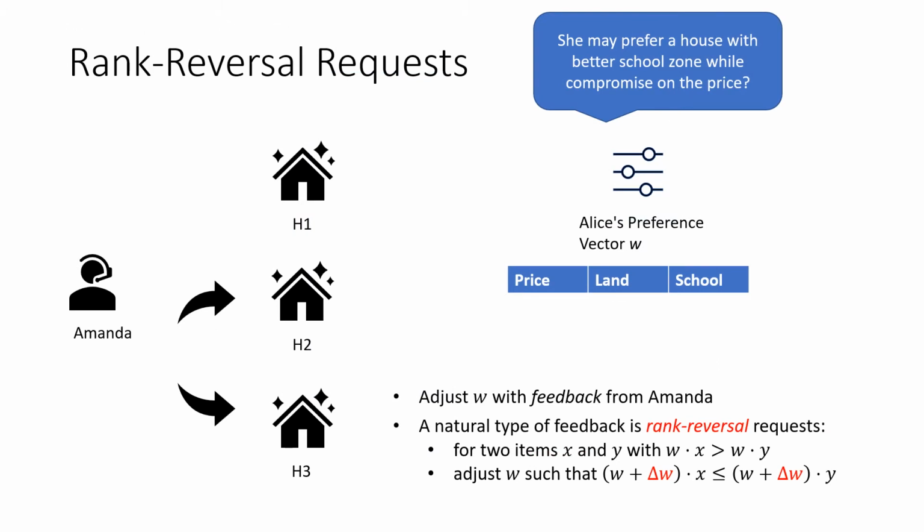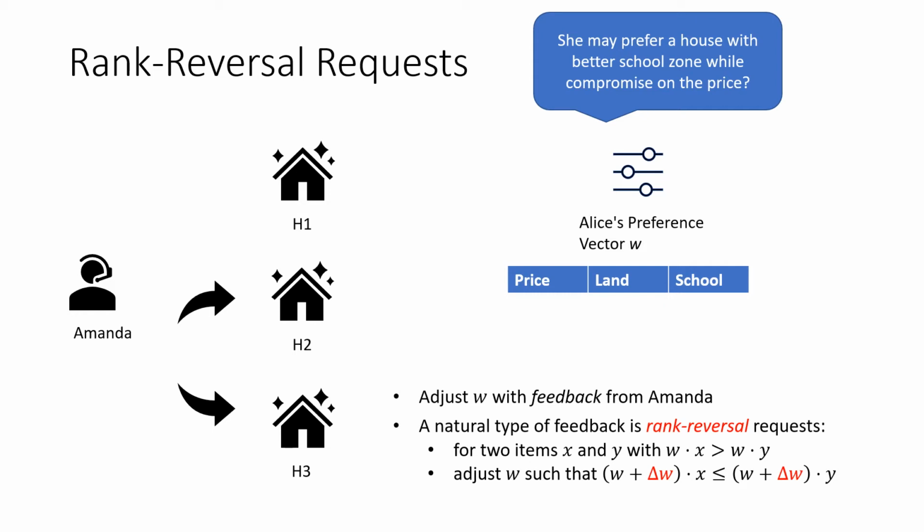Among the feedback that Amanda can provide to the system, a very natural question is to ask why house 3 is not ranked higher than house 2. Because it's always easy to tell which one she likes more between two houses, but it may be difficult to tell how to weight each dimension of a house she prefers, right?